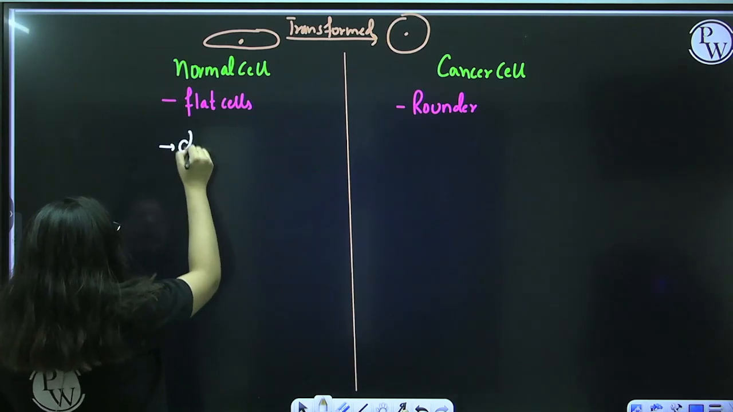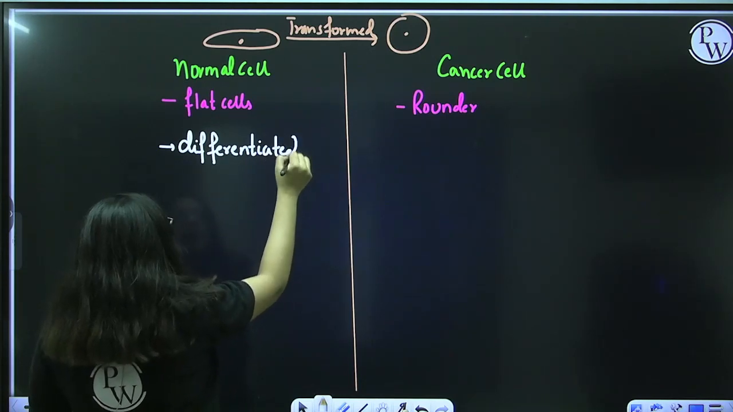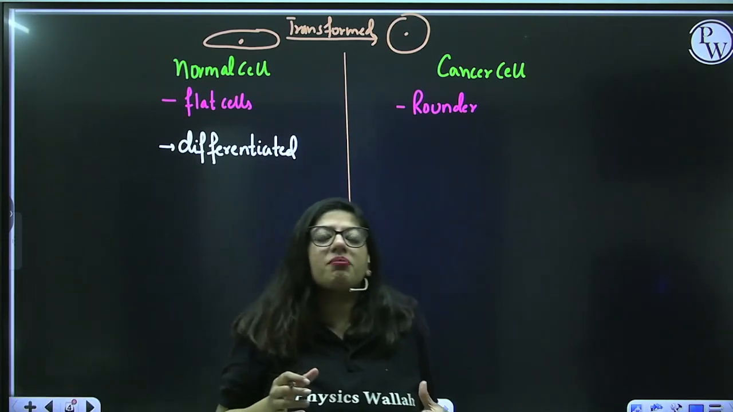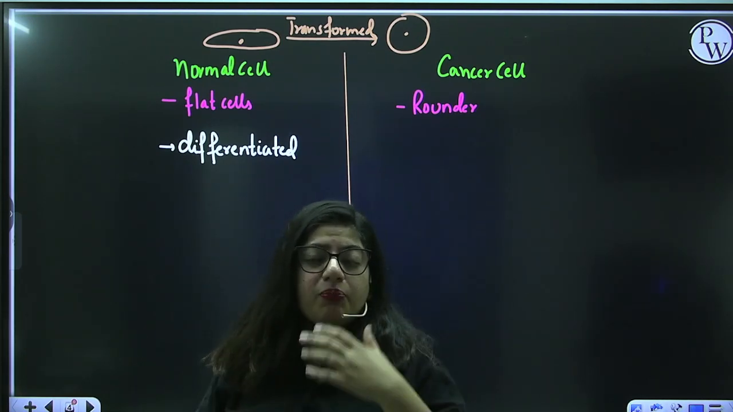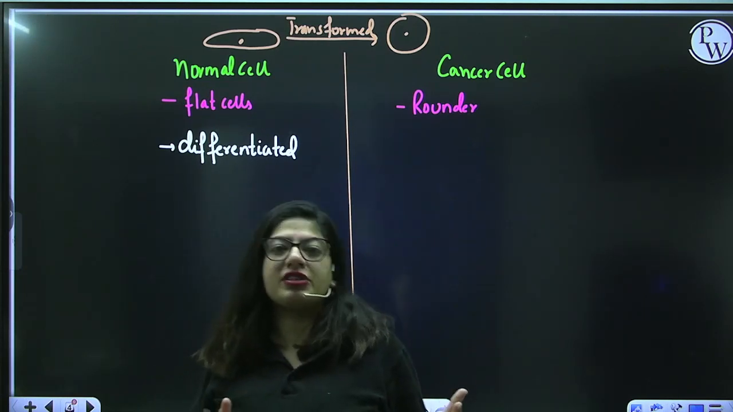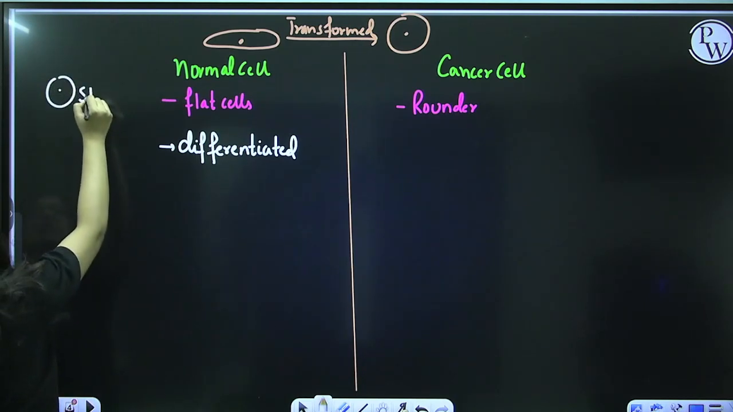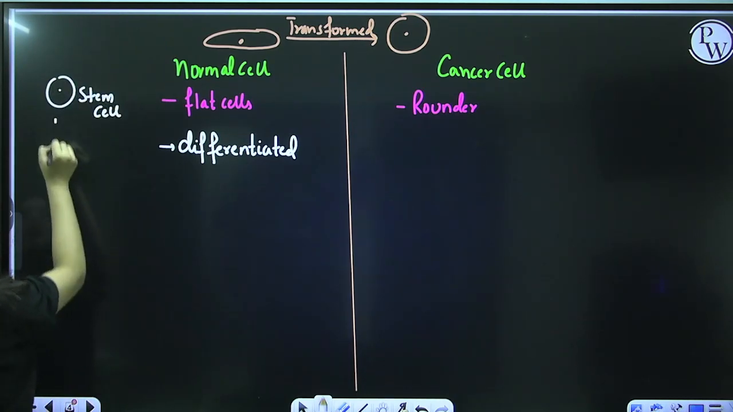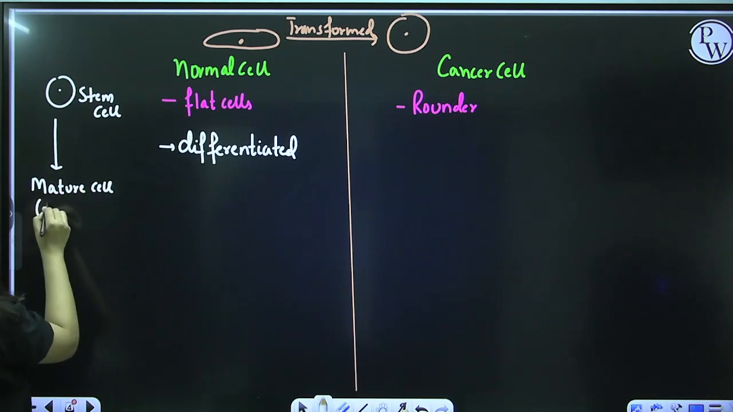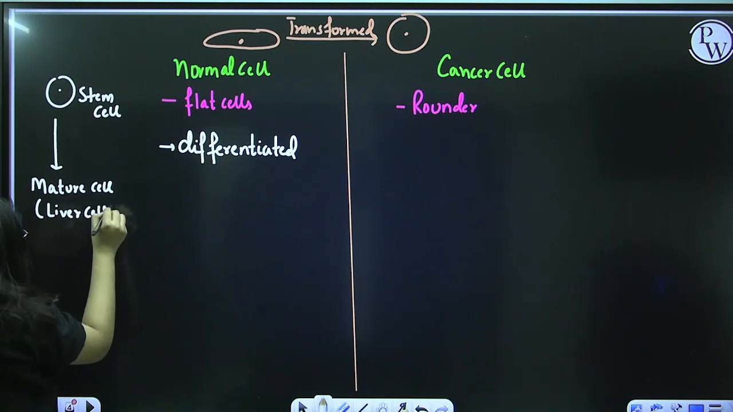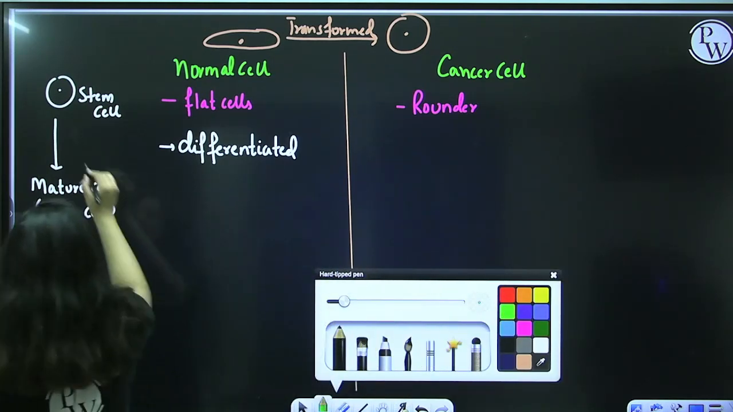Okay, second thing is that your normal cells, they are differentiated cells, they are mature cells. For example, when you were an embryo, all your cells were like stem cells. They had the property to get converted into any type of cell. So a process occurs in them that is known as differentiation. In the earlier stage, all cells are like stem cells, that means they can be converted into any type of cell, and these cells are mature cells. Let me give you an example, like a liver cell, hepatocyte. And the process by which they got mature is known as differentiation.